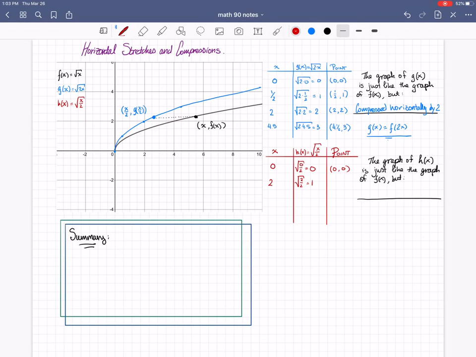Okay, the square root of 1 is 1. So the red graph will pass through the point 2, 1.